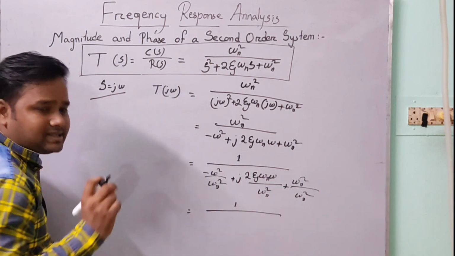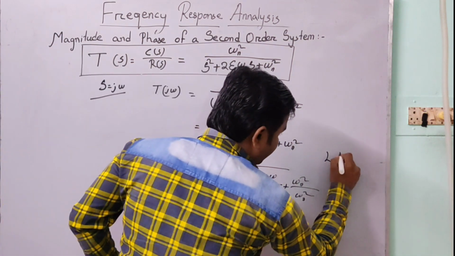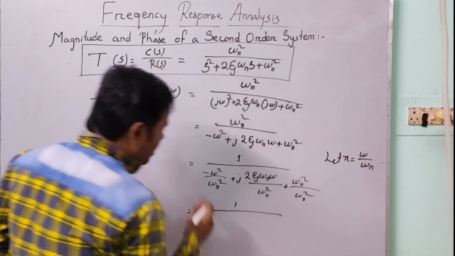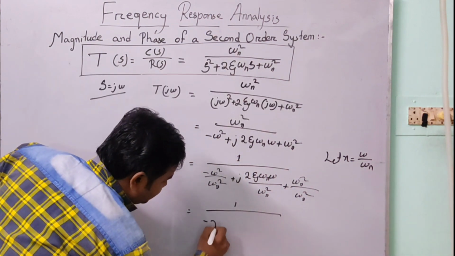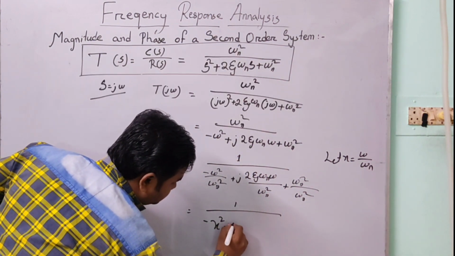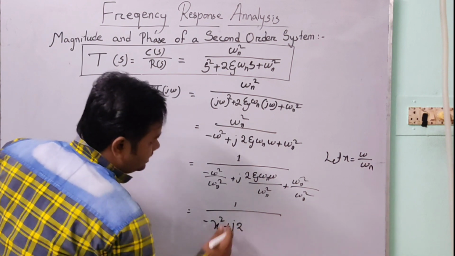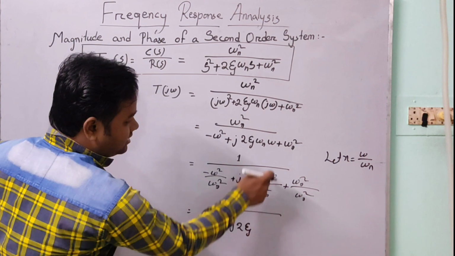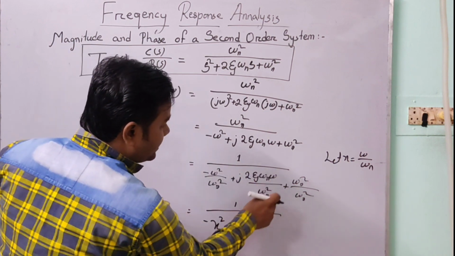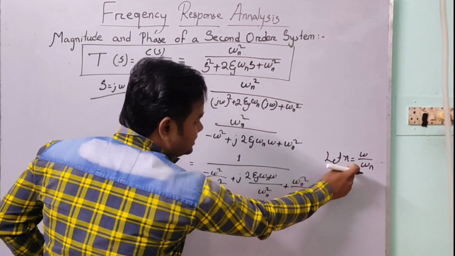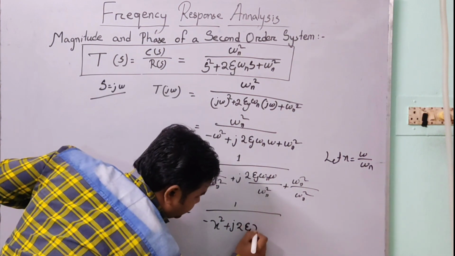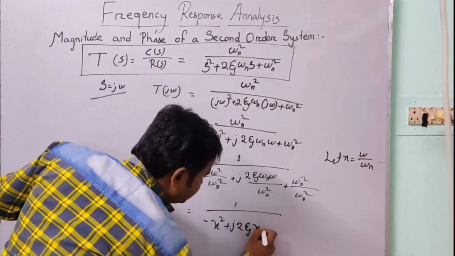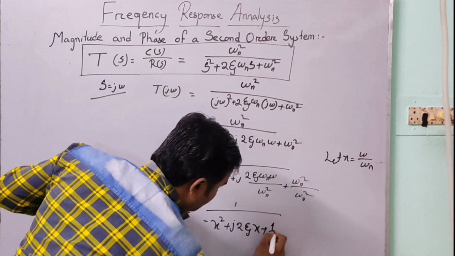If I put x equal to omega by omega n, now I will get minus x square plus j into 2 zeta into omega n square, and one omega will be cancelled out. So here the value will be omega by omega n, which is x. So here it is plus j 2 zeta into x plus 1.